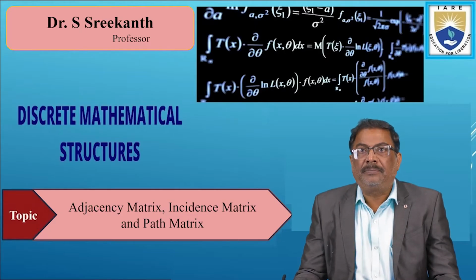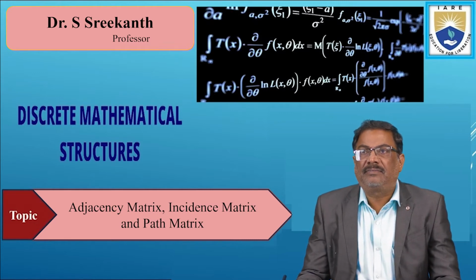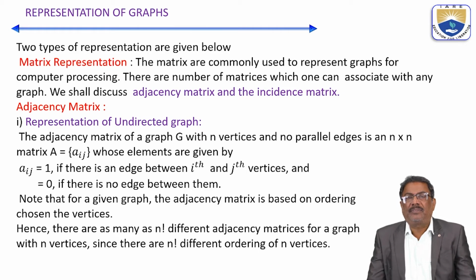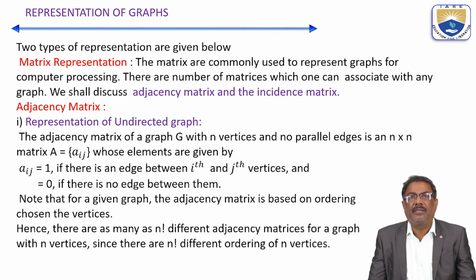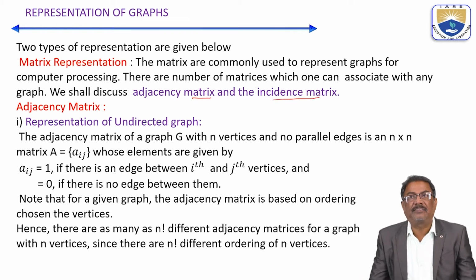Welcome to this session. Today we are going to discuss the adjacency matrix, incident matrix and path matrix. Here we represent any graph in matrix form. The matrix forms are commonly used to represent graphs for computer processing. There are many matrices which one can associate with any graph. Here we shall discuss the adjacency matrix and incident matrix.